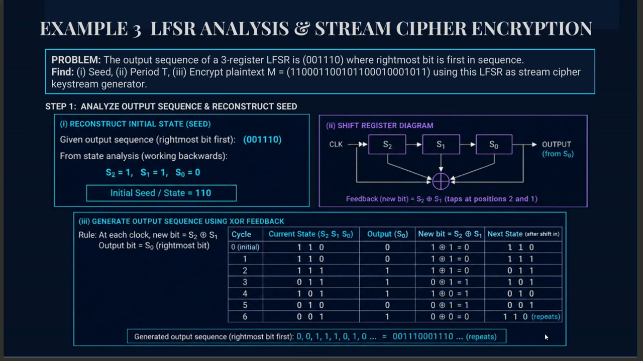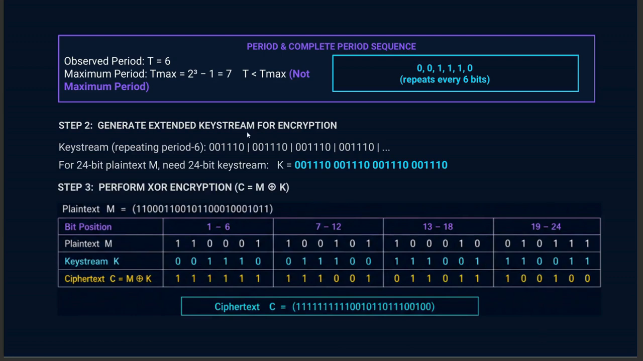Now let's calculate the period. The period means after how many bits the sequence repeats itself. So here it is 6 bits. So T equals 6. For a 3-bit LFSR, the maximum possible period is T max, which is 2 raised to 3 minus 1, which is 7. But our actual period is only 6. So T is less than T max, which means that this is not a maximum length LFSR.